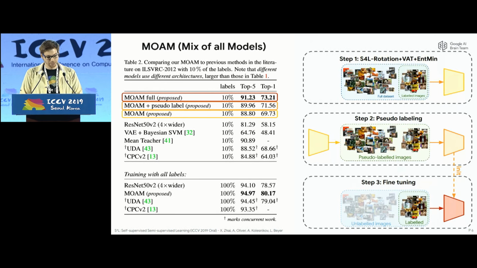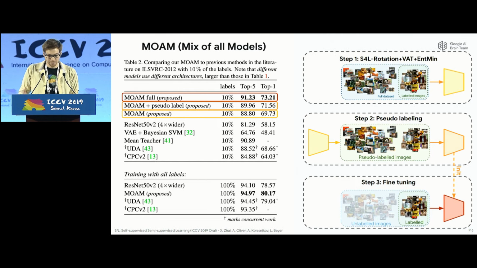other. So we do this by proposing what we call MOAM, the mix of all models. This is a three-step model that we're going through. You see the steps on the right. In the first step, we take any S4L model that we want, for example, S4L rotation that we just presented previously, and add the classic semi-supervision losses like VAT and entropy minimization.